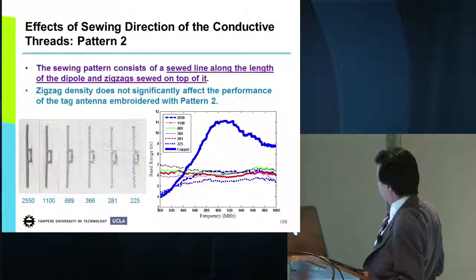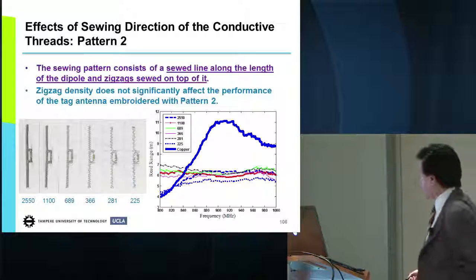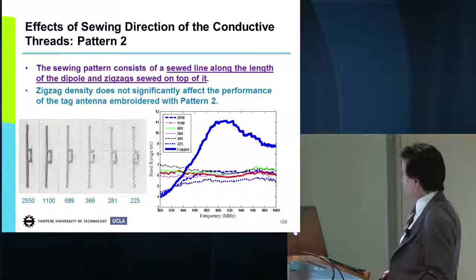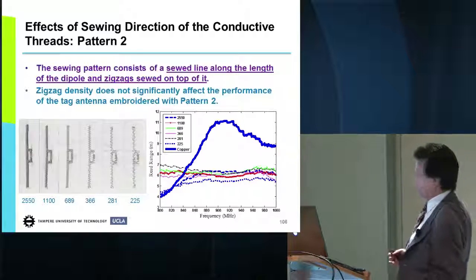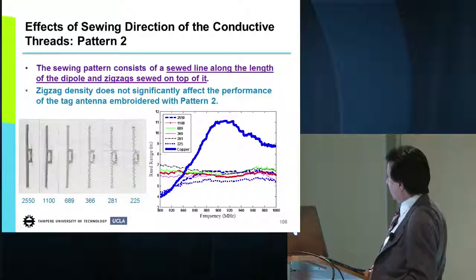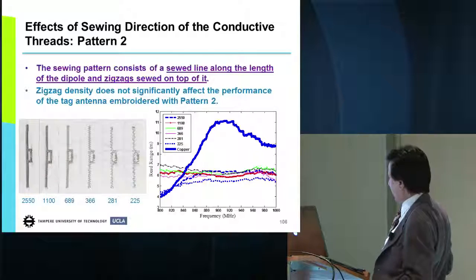And this was our original copper. Of course, we don't get as good as original copper, but the read range was still about 7 meters, which in some applications can be pretty good. So the sewing pattern consists of the sewed line along the length of the dipole and zigzag sewed on top of it. Zigzag density does not significantly affect the performance of the embroidered tag antenna, as we have demonstrated.